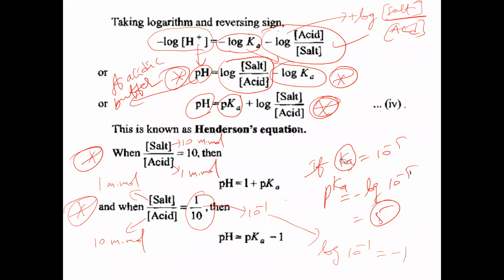That means if you take a weak acid with pKa value 5, what will be the pH range of the buffer that can be produced by using this weak acid? The buffer solution prepared can have pH values from 5 minus 1 to 5 plus 1. So 5 minus 1 is 4, and 5 plus 1 is 6. So pH values will range between 4 and 6.